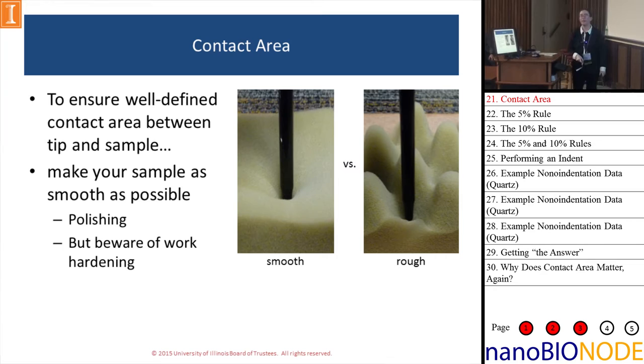But if you have a very rough surface, even if it's made out of the same material, if you come down to the same depth and you move the tip sideways, you're going to have more or less contact between the tip and the foam. And so you won't know what your actual contact area is. This contact area is calibrated, and then you apply that calibration to the data you get.